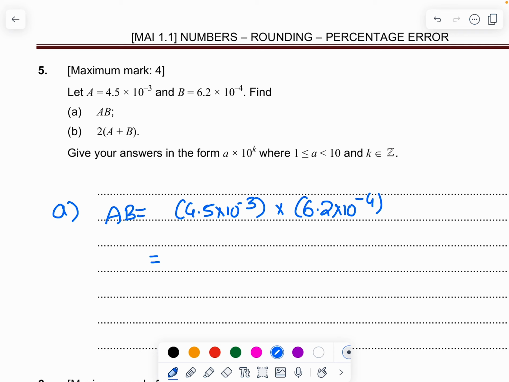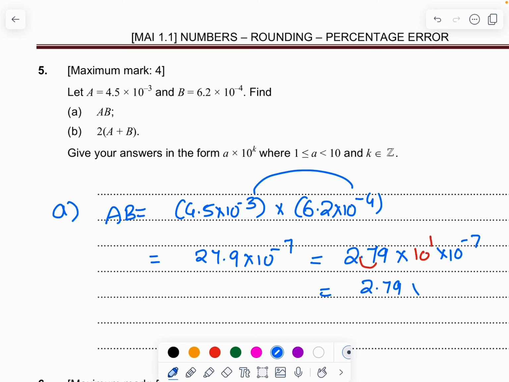So let's take a calculator and find that answer. 4.5 times 6.2 is 27.9 times 10 power negative 7. Negative 3, negative 4 becomes negative 7, but it should be in standard form. So 2.79 times. In order to become the original number, it should move one digit forward. So 10 power 1, and already I have 10 power negative 7. So the answer is going to be 2.79 times 10 power negative 6.